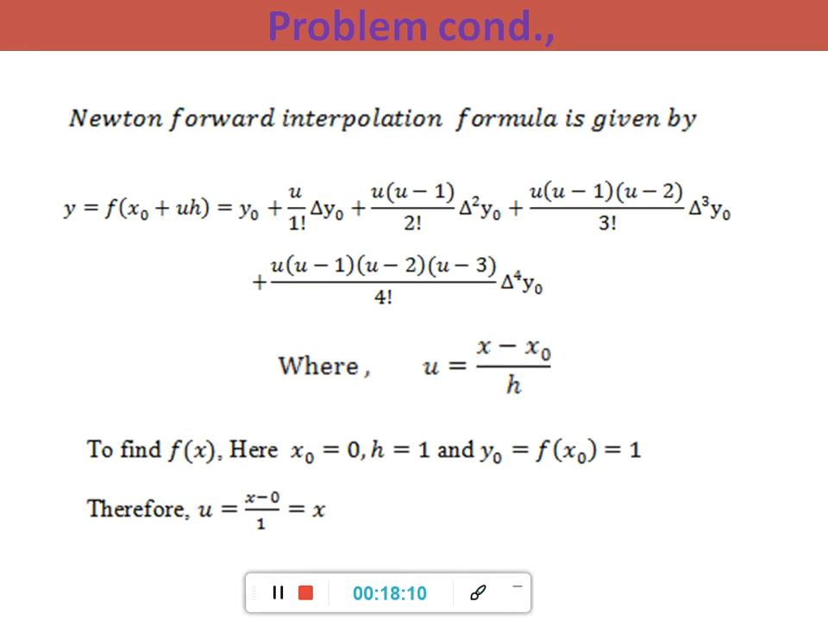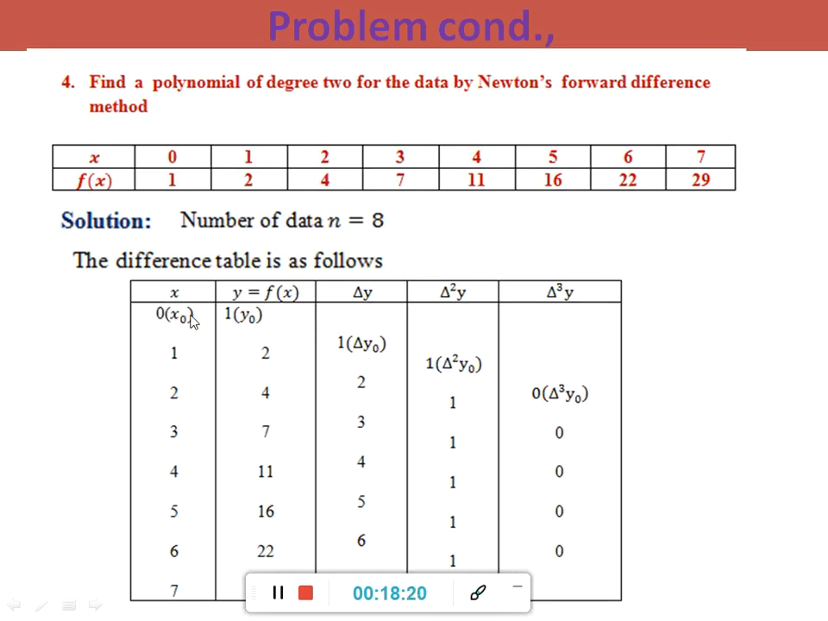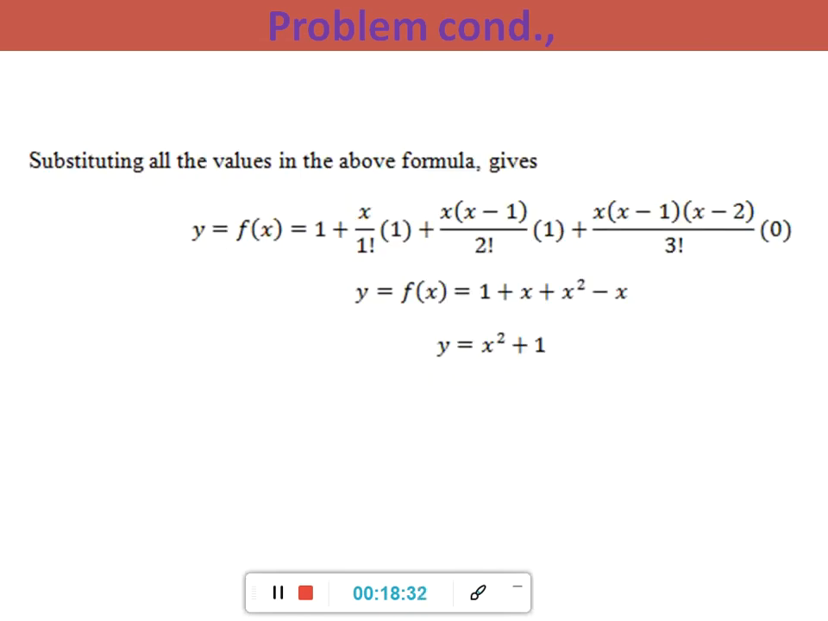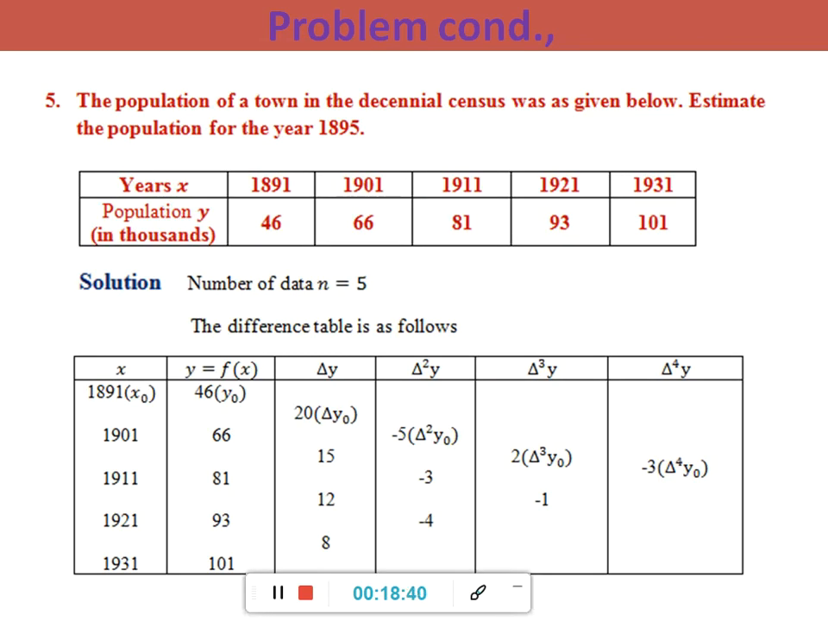Newton forward interpolation formula is given. Write the formula here. So same formula. So here x naught equal to 0, h equal to equal interval equal to 1. y naught equal to 1, del y naught equal to 1, del square y naught equal to 1, but del cube is 0 here. Substitute all the values here. After simplification, we get the simple polynomial y equal to x square plus 1. Now last problem.